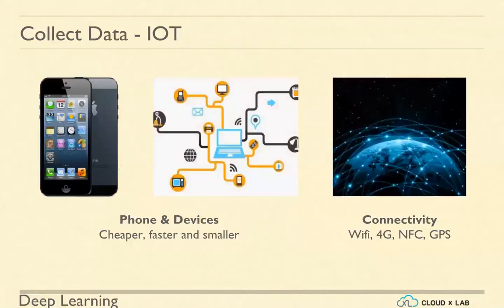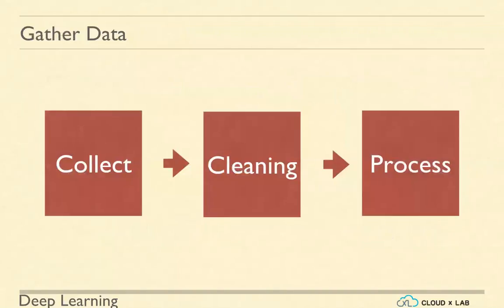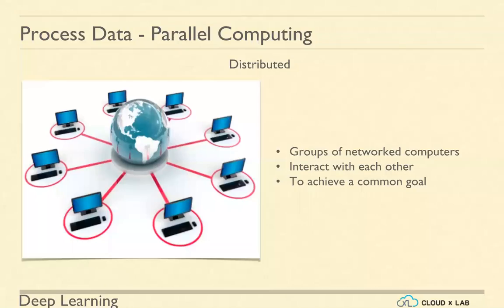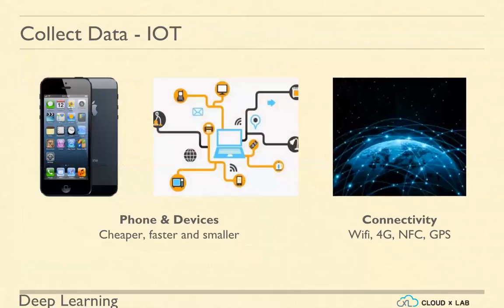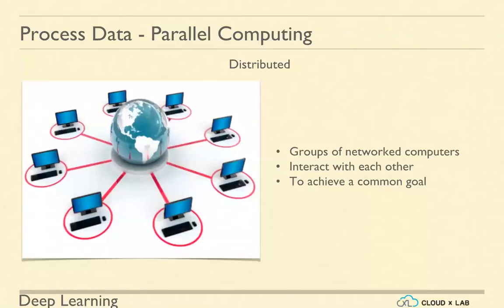For collecting the data, we use all kinds of IoT devices. On one hand, the data is being gathered as of now at a very high scale. You have devices and sensors that have become cheaper, faster, and smaller. On the other hand, the connectivity has improved. That's why collecting data is very much possible now. Then comes the cleaning and processing part. For that, you need computing power, and generally a distributed system.